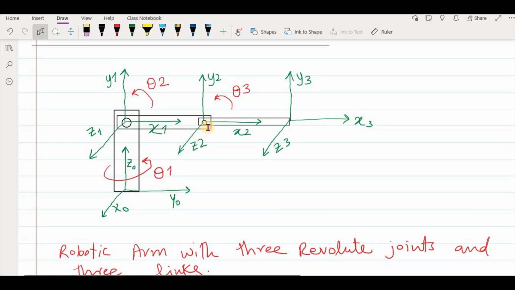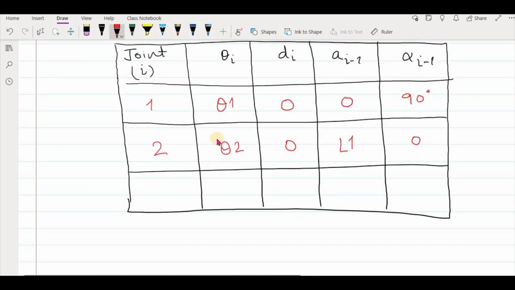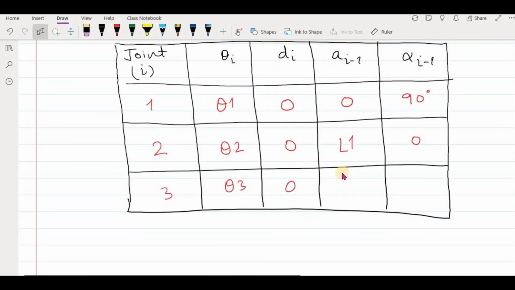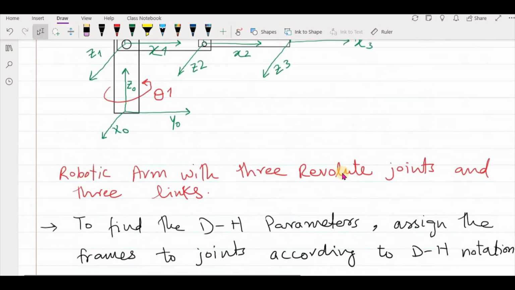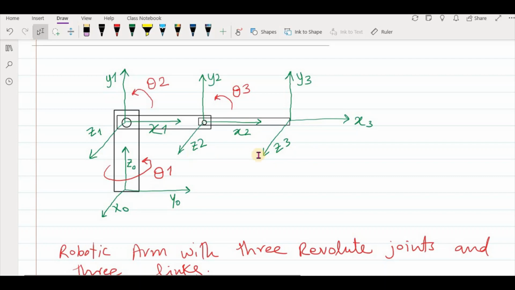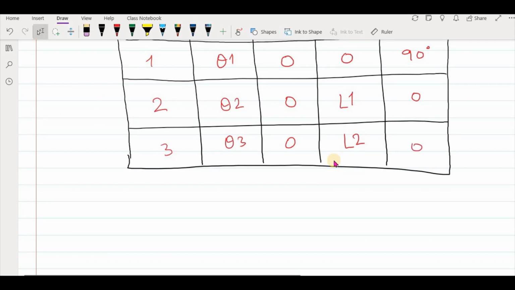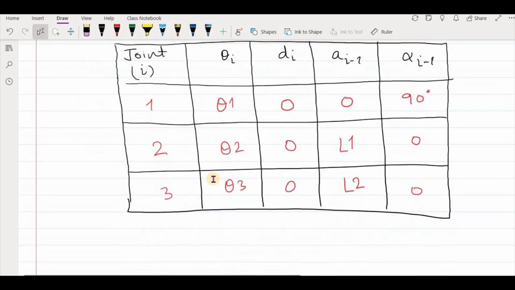Now moving towards joint 3. For joint 3, the rotation about z-axis is the angle theta 3, and the offset is 0. The link length is the distance between the x-axis and the z-axis. Let's say this length is L2. And the twist, because the z-axes are parallel, there is no angle, so this will also be 0. So this is how we calculate the DH parameters of different types of robots.